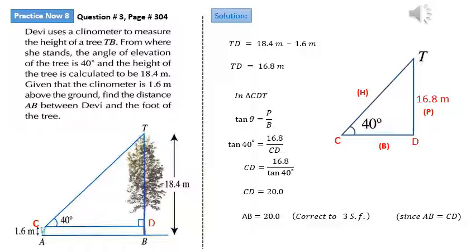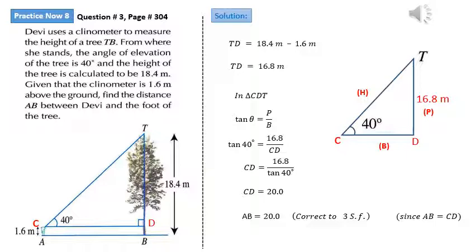The horizontal line where the angle of elevation is formed, I name this side CD. In this question we have to find the distance between Devi and the tree, the distance AB. Distance AB and distance CD are equal because these are the opposite sides of a rectangle. To find the distance AB, we will find distance CD. First we find the length TD that will be used in this question.